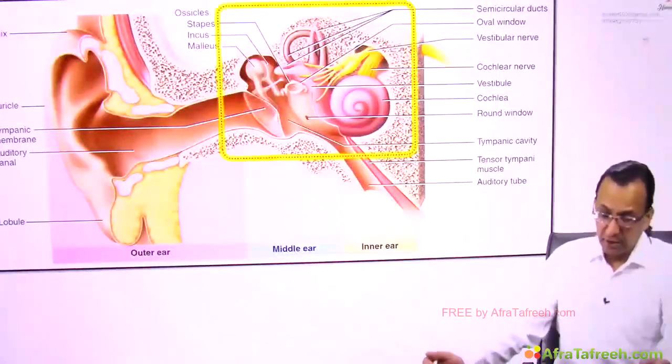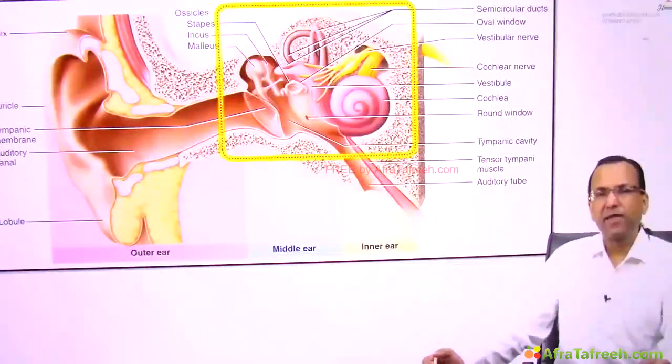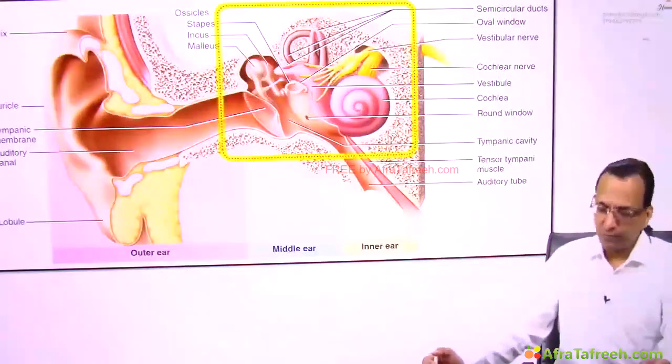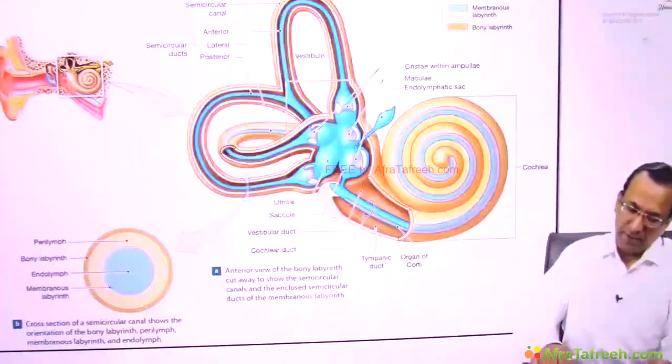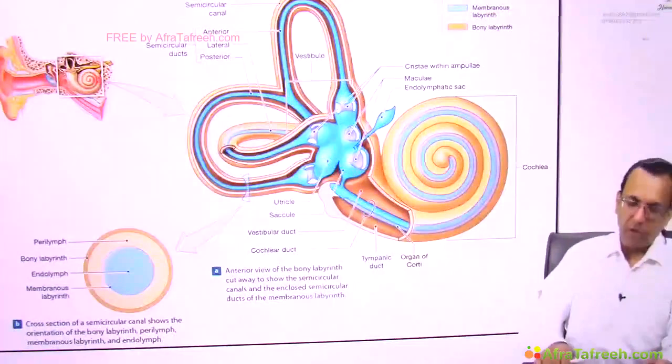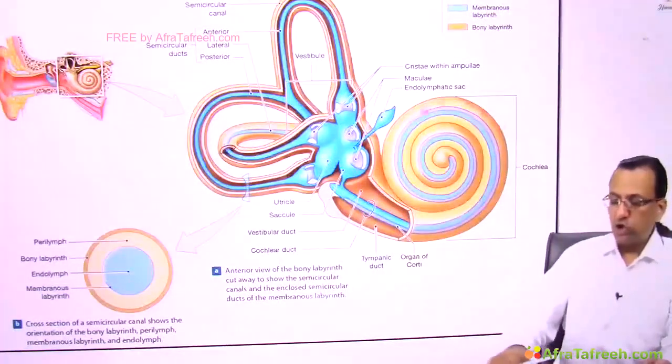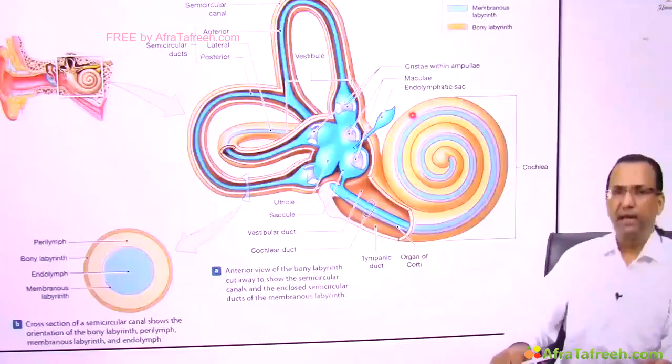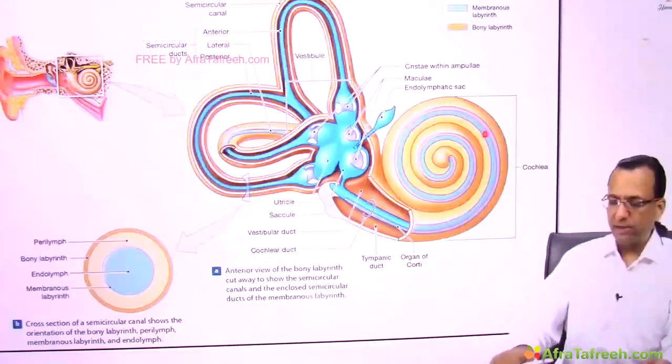Let us magnify. As you magnify the contents of the inner ear, you'll find there is an outer bony labyrinth, and the inner blue color is the membranous labyrinth.